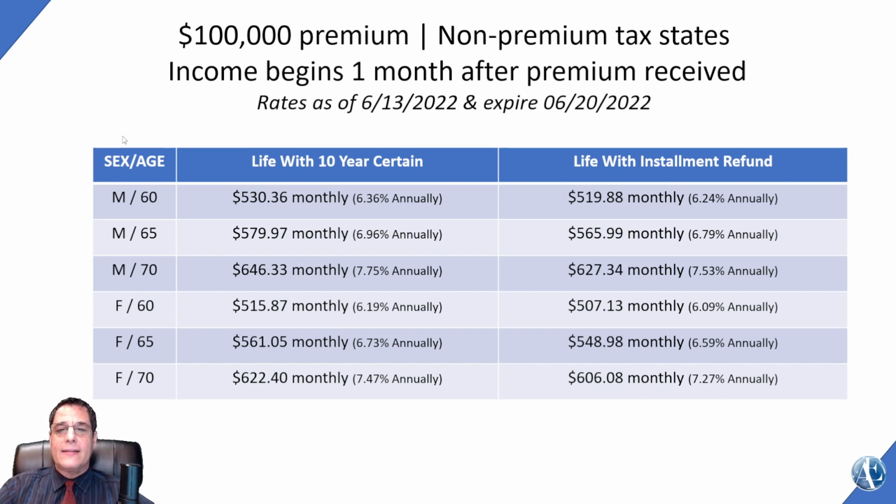Anyway, these rates are effective today, 6/13, and they expire in 7 days. Most annuity quotes for immediate annuities are only valid for 7 days. And again, rates are subject to change at any time. But right now, with an increasing rate environment, you want to check to make sure rates didn't go up, more than worrying that they went down.